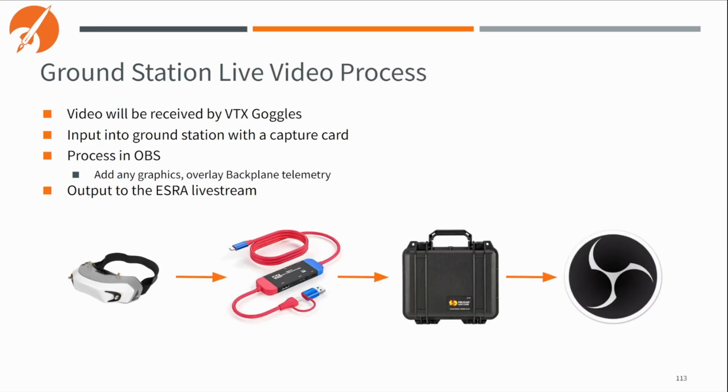Our ground station will also be receiving from or processing our live video. We'll be receiving that video through a pair of FPV goggles, which will then be captured with a capture card before being sent to the ground station. The ground station will be running software called OBS, which will allow us to overlay any graphics and the telemetry we receive from backplane before we send it off to Ezra for them to live stream.